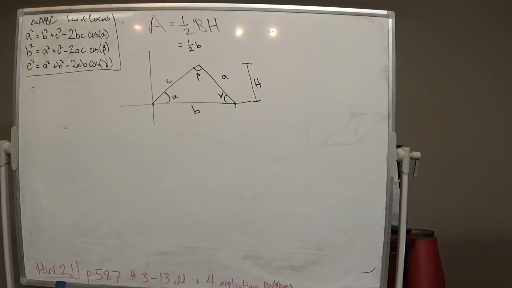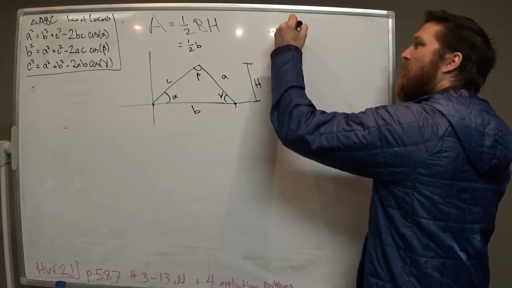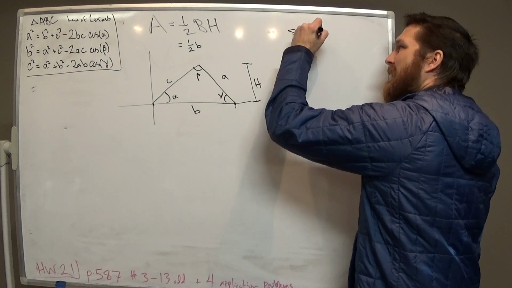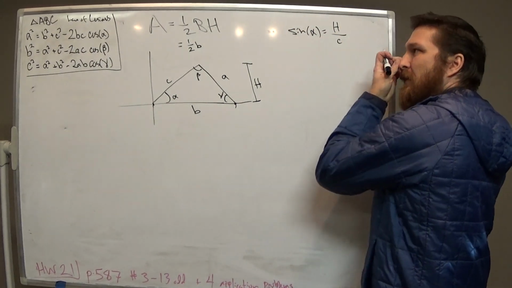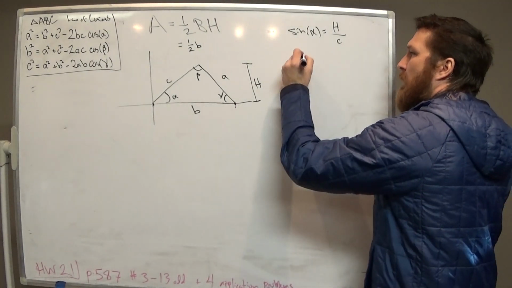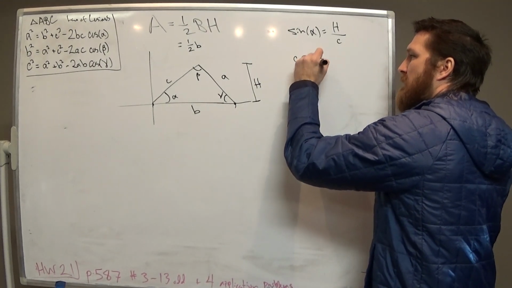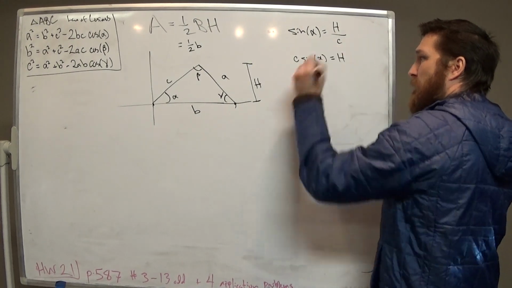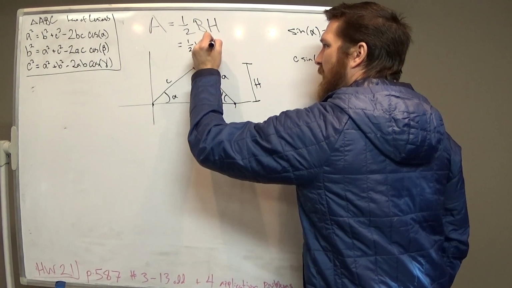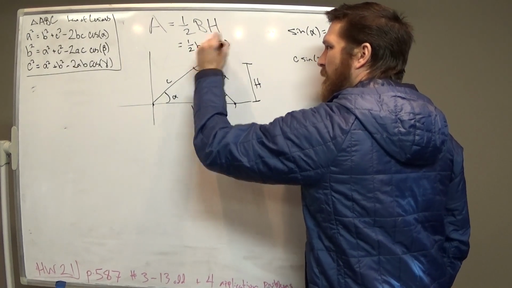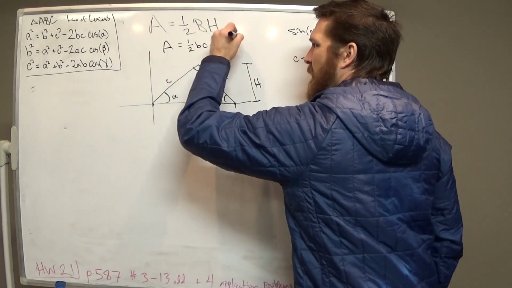Now, I'm suggesting something by drawing coordinates there and putting alpha where I've put it. How could we get H? Sine of alpha is H over what? C. Okay. So that H is what? C times sine alpha. C times sine alpha is equal to H. Well, there it is. We'll just take that and plug it in, and we get 1/2 b times c times sine alpha. That's the area of that triangle.